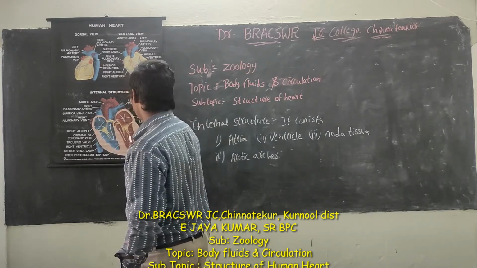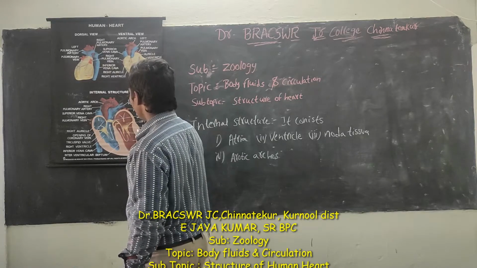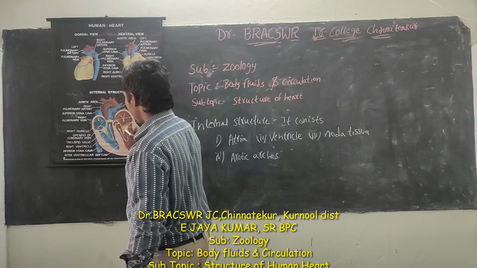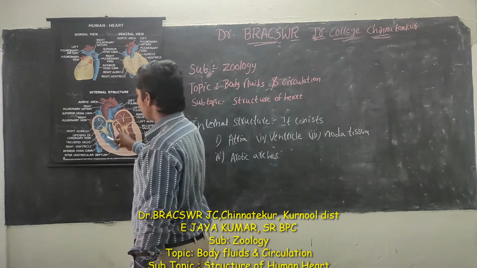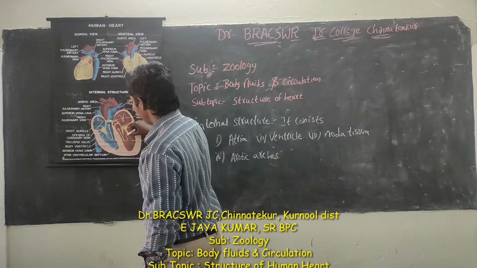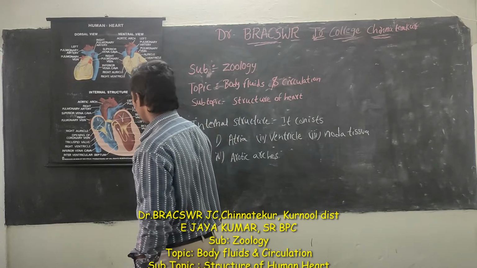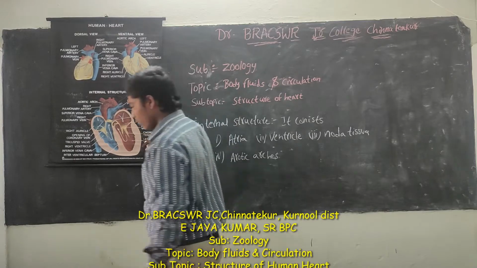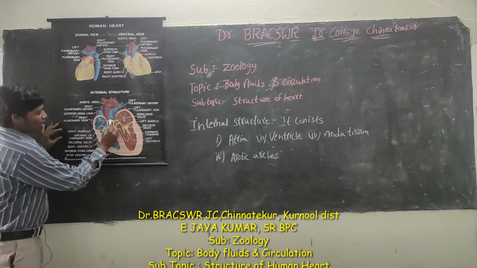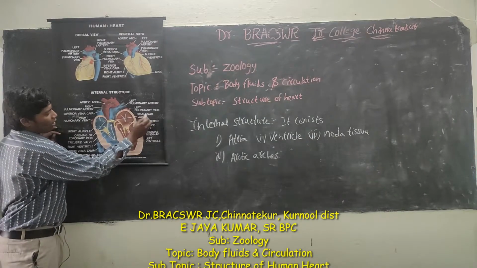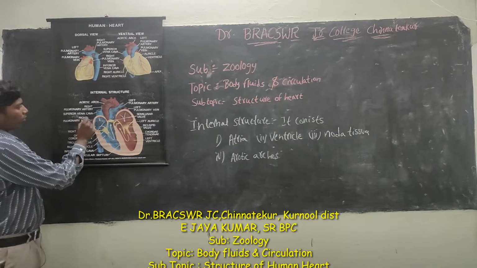They have tricuspid valve and bicuspid valve, which are connected to papillary muscles. These are connected by cardiac tendons, which are collagenous cords. In the atrial septum it has the foramen ovale, a small hole, and the heart has four holes.